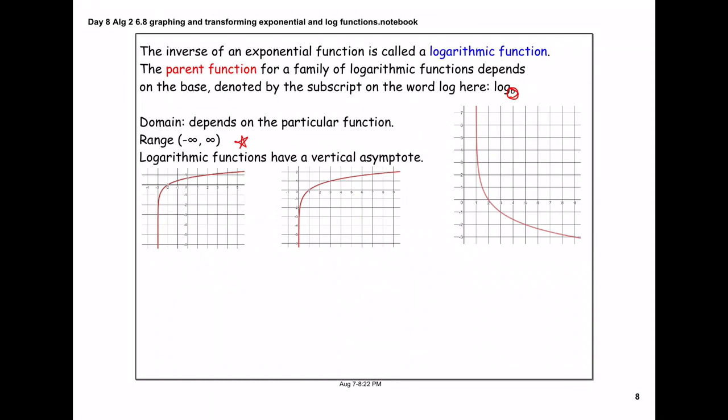so you can tell logarithmic functions are inverses of exponential, and we just graphed exponential functions. Our domain was always negative infinity to positive infinity, so because those switch spots, that makes sense. Logarithmic functions have vertical asymptotes instead of horizontal.